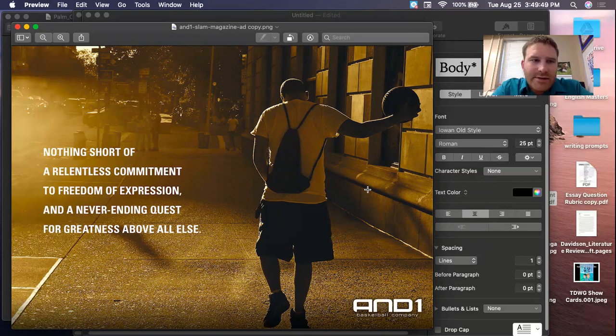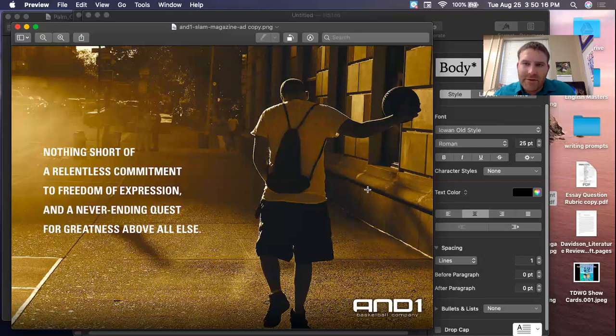Now let's look at the words. "Nothing short of a relentless commitment to freedom of expression and a never-ending quest for greatness above all else." A never-ending quest for greatness above all else. For greatness, a relentless commitment. All right, so these are just the observations that I've had.